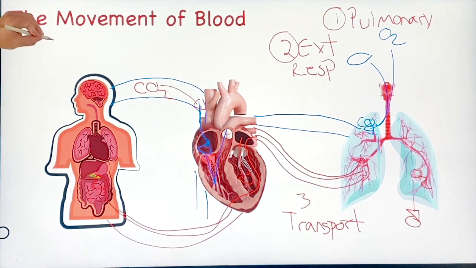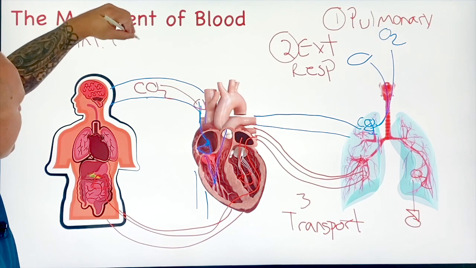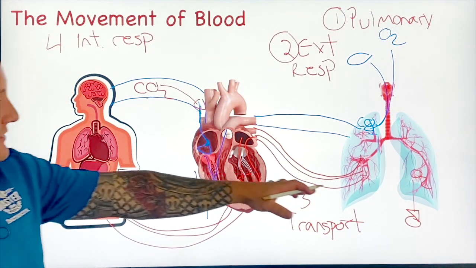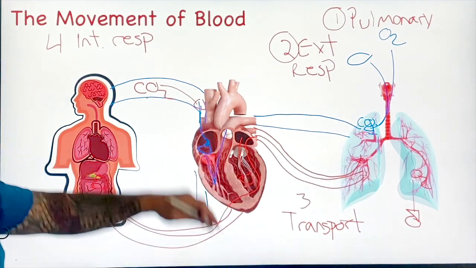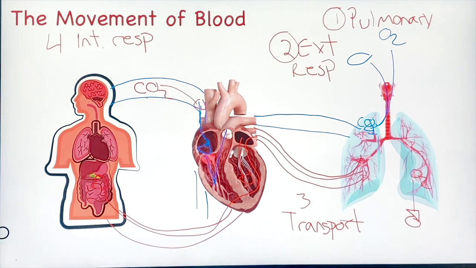And finally, number four is internal, INT for internal respiration, which is the movement of the oxygen that's in the red blood cells from that area to the cells of the body. That's internal respiration.